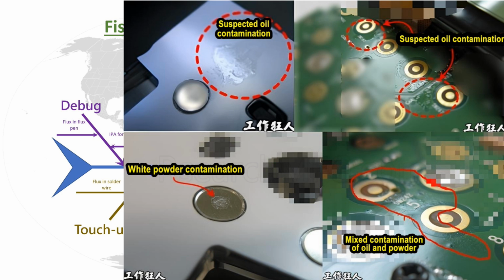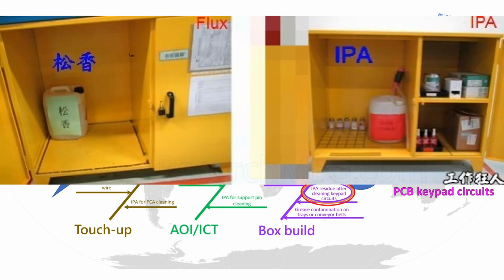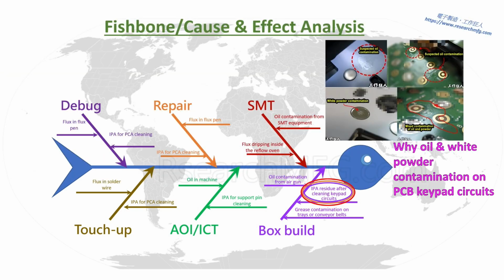Eventually, the contract manufacturer admitted that their operators may have mistakenly used flux instead of IPA. And during our on-site audit, we found that both flux and IPA were stored in the same cabinet. To a new operator, the 2 containers might have looked the same, which made it easy to confuse one for the other. This mix-up likely led to cross-contamination and the use of the wrong cleaning agent.